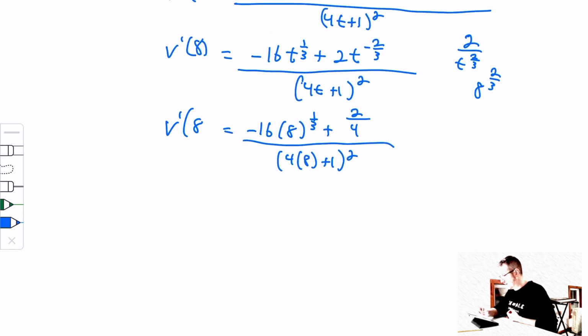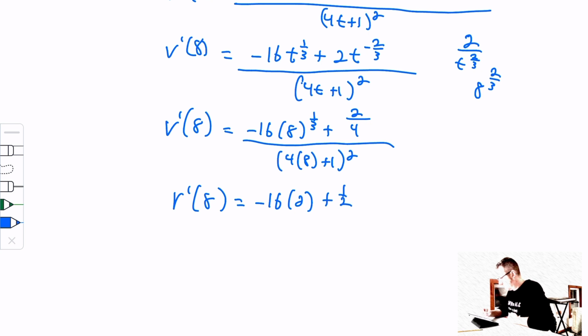And again, this is v prime of 8. Alrighty, well, now the cube root of 8 is 2. So I've got negative 16 times 2 plus 1/2 all over 4 times 8 is 32, plus 1, 33. I don't even know what I just said. And 33 squared is 1,089. I did that off to the side. I didn't just do that in my head.